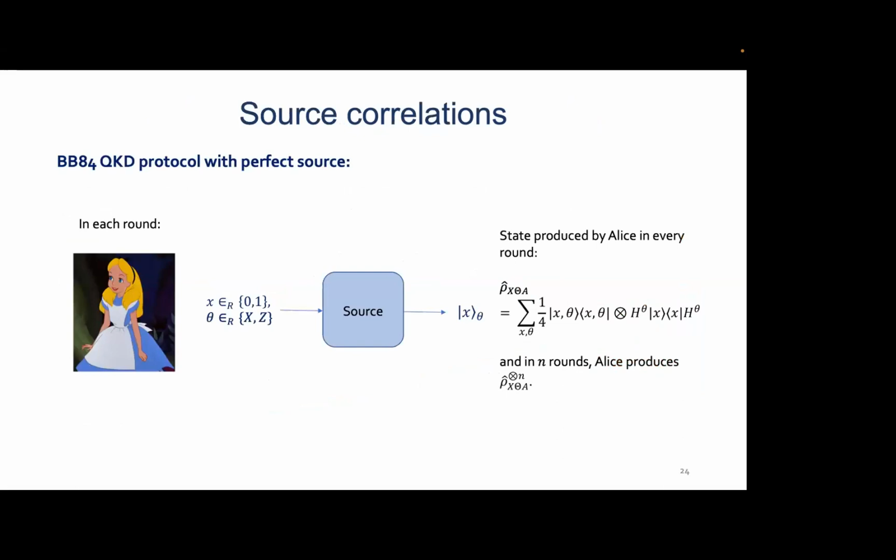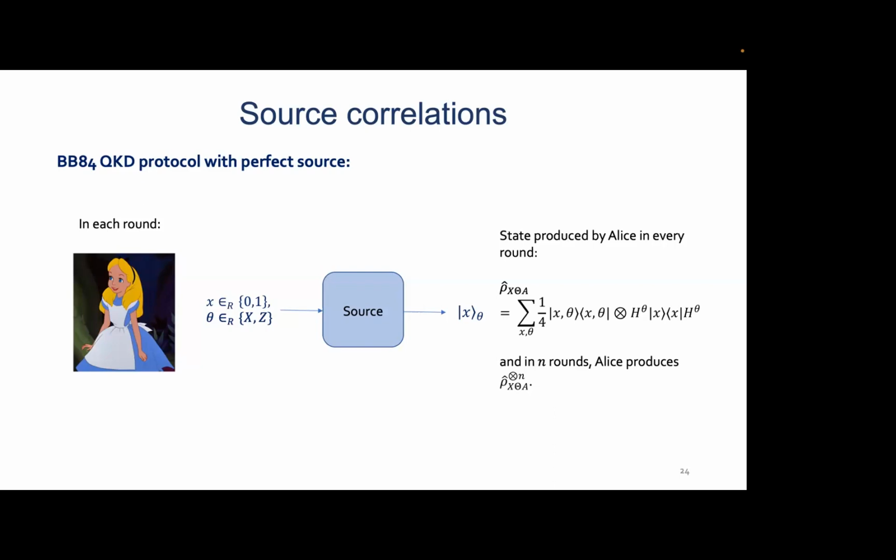So another application for whatever we just did is the source correlation problem. In QKD protocols, Alice, one of the honest parties, is required to produce a tensor product of states like this. So essentially there are n rounds, and in each round she's required to produce this state. In theoretical proofs of QKD, it is assumed that she's able to produce this tensor product state, which implies that all of the rounds are independent of one another.